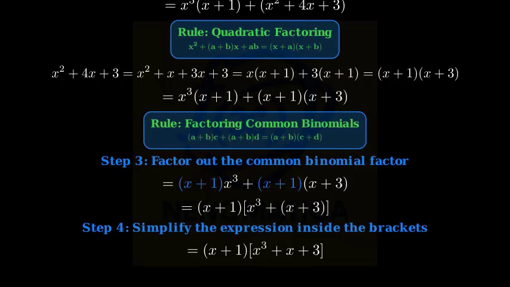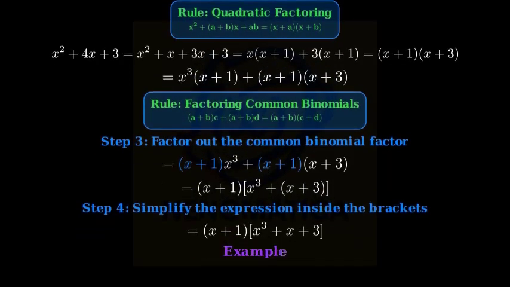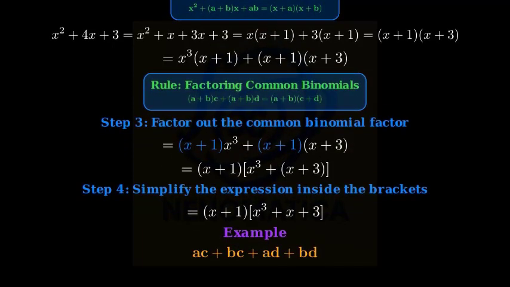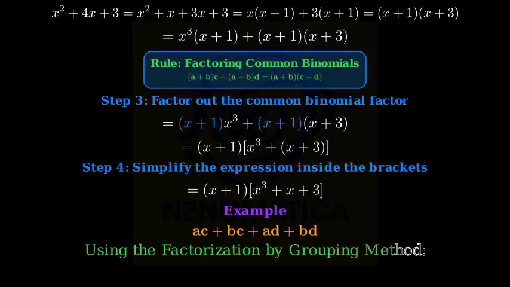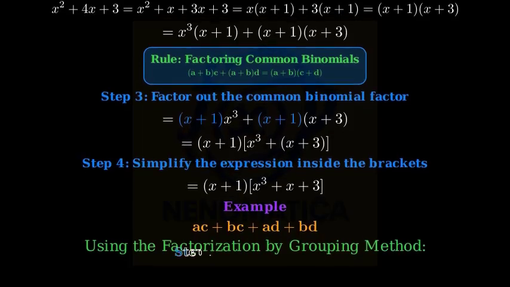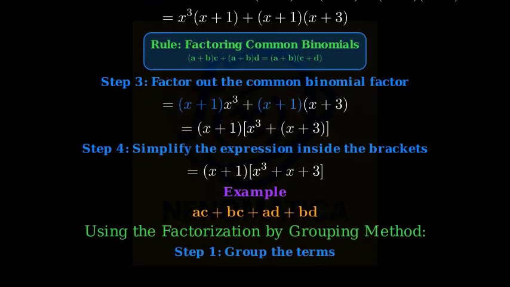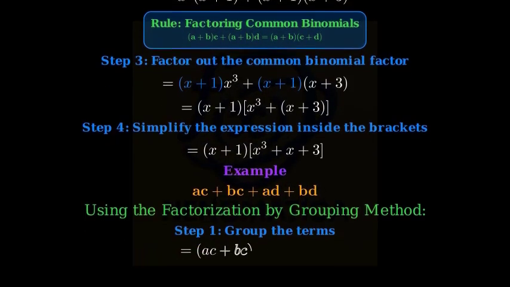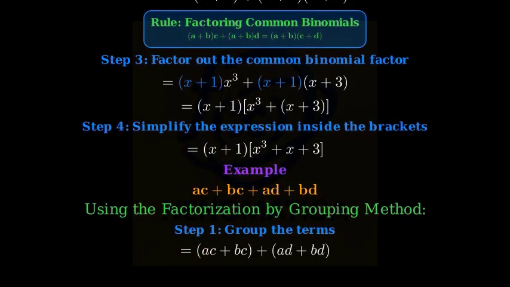Now, let's look at our second example. We want to factor the expression AC plus BC plus AD plus BD. We'll use the same grouping method to factor this expression. First, let's group the terms that have common factors. We'll group the first 2 terms together because they both contain C, and the last 2 terms together because they both contain D. So we have (AC plus BC) plus (AD plus BD).